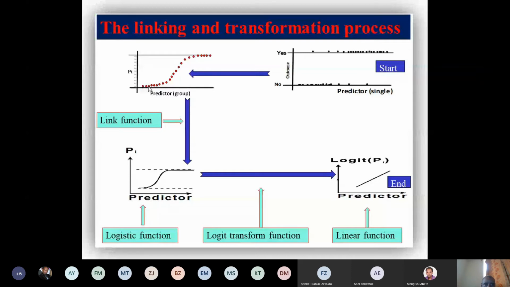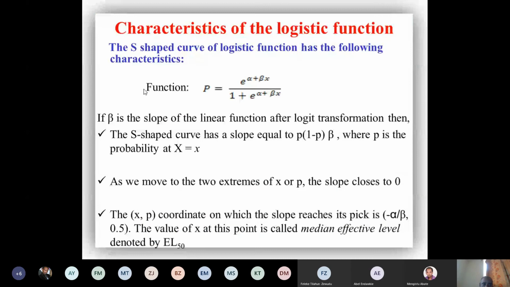Around here, the slope is 0. Now it's gradually increasing, so it reaches the maximum slope around here in the middle, then declines, and around here it will be almost 0 slope because it will be horizontal. So we have different slopes along the line. The S-shaped curve has a slope of generally p times 1 minus p times beta, where p is the probability at x.